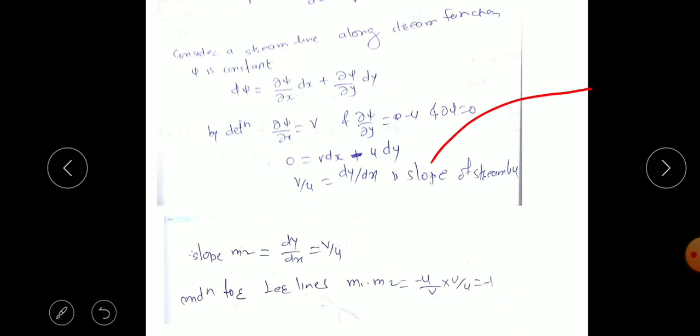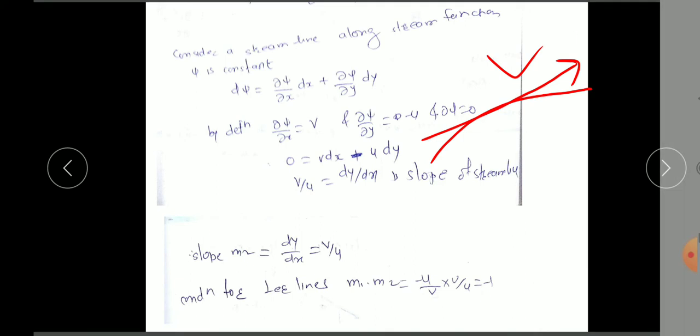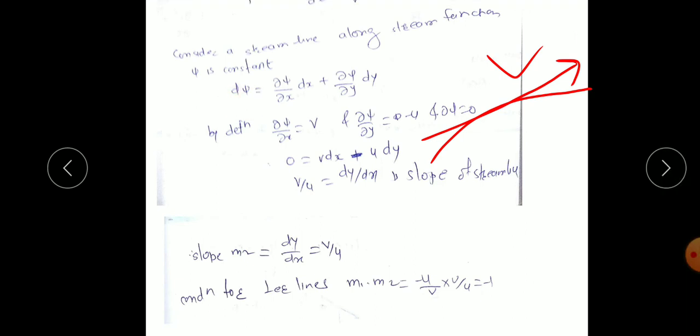This is the streamline, which is tangent to the velocity vector. So we have considered the streamline along which the stream function psi is constant. At that time, the differentiation of psi, which is also a function of x and y, will be ∂psi/∂x along distance dx plus ∂psi/∂y dy.